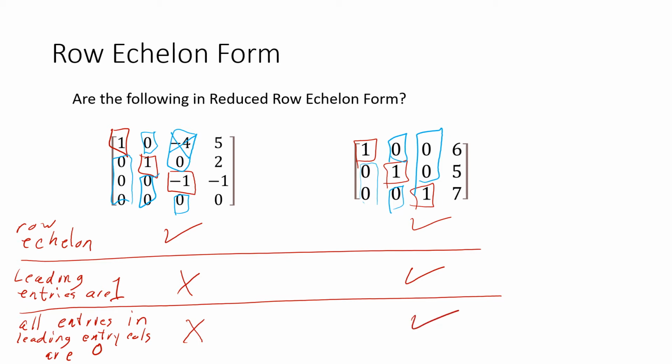That meets the conditions. So of these two matrices, the first one is in row echelon form, but it's not in reduced row echelon form. The second one is in row echelon form, and it is also in reduced row echelon form. And as I mentioned, one of the goals of everything we're going to be doing in this course is to take a matrix, perform elementary row operations, and get it down to a row echelon form, and then to reduced row echelon form.